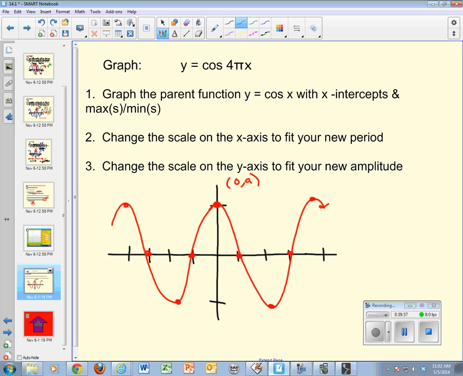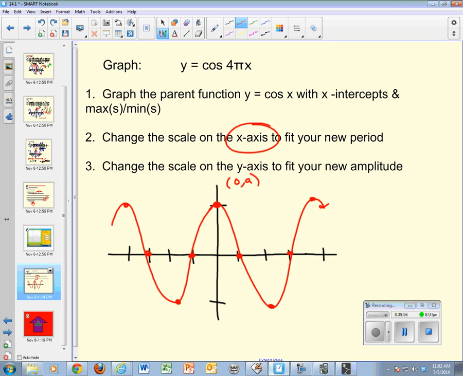Every cosine graph that you do is going to look like this. So every time you're asked to graph cosine, you're starting with that. You don't have to use your unit circle at all at this point. Okay? Then we're going to change the scale on the x-axis to fit our new period.